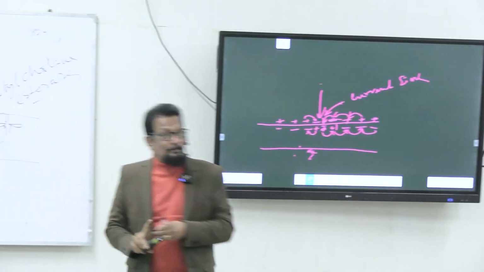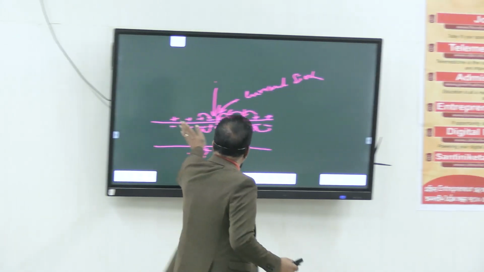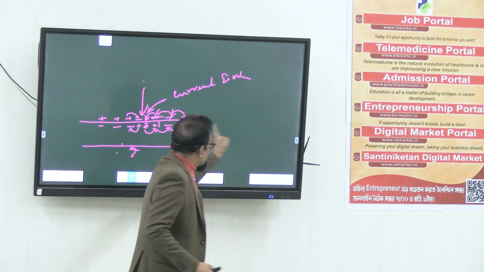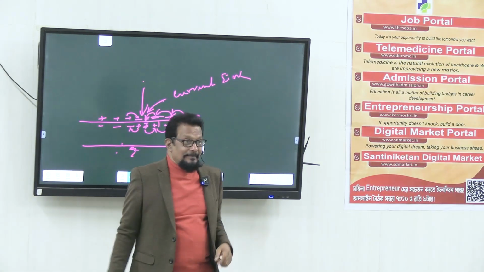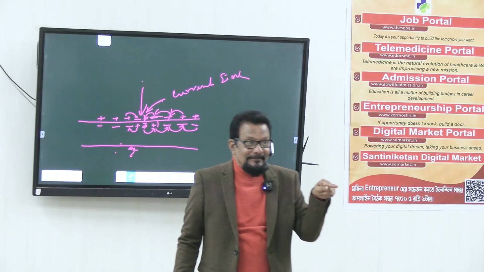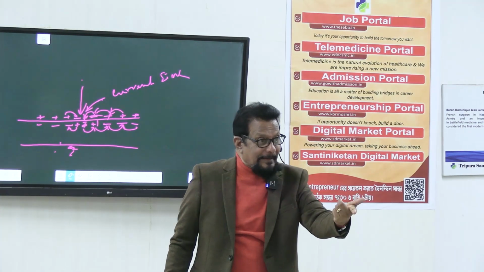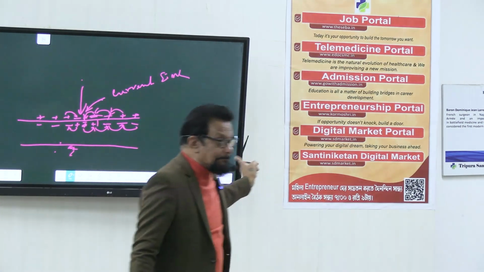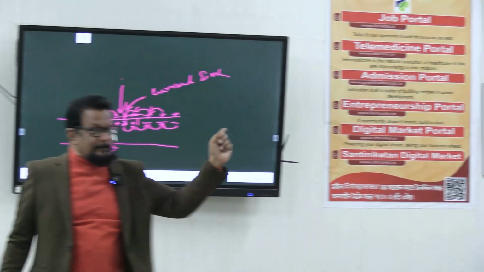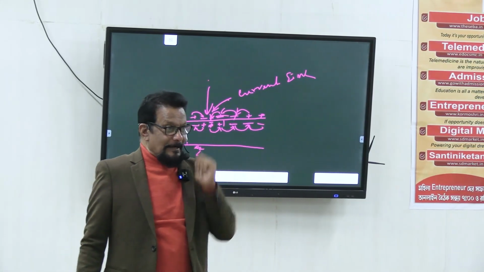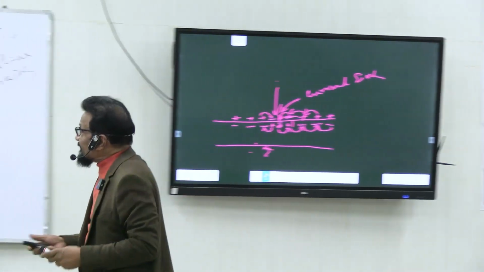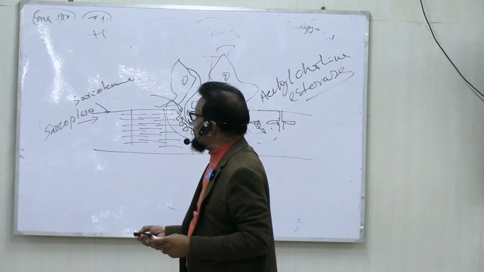Okay, now if it goes on, at its end, what is there? Action terminal. Ultimately, it will reach the presynaptic membrane. This action potential will be arriving at the presynaptic membrane. Now let's see what happens when it reaches the presynaptic membrane.